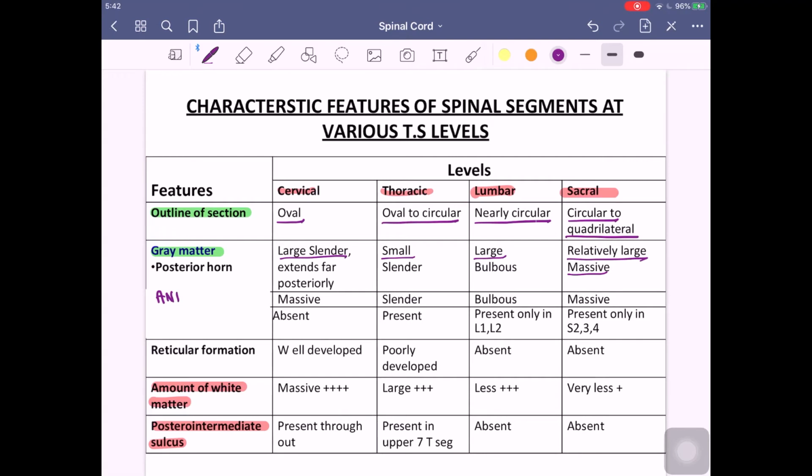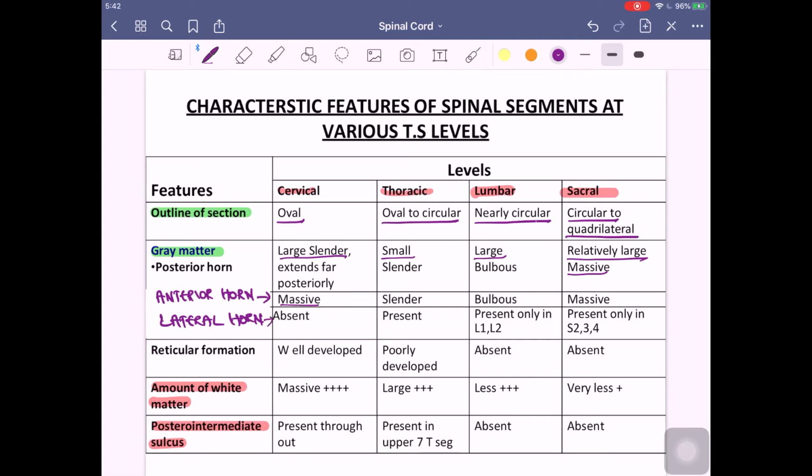Okay, so the upper one is your anterior horn. So this is your anterior horn. And the lower one, this one, is your lateral horn, because lateral horn is present only in the sacral and your thoracic region, not elsewhere.